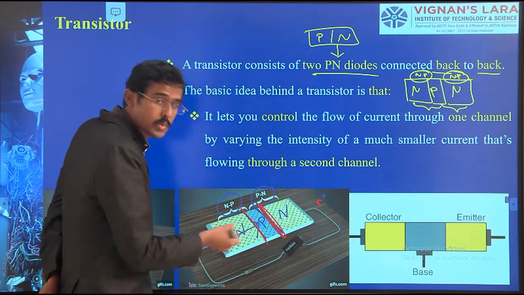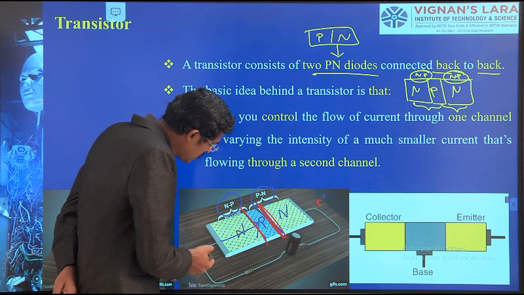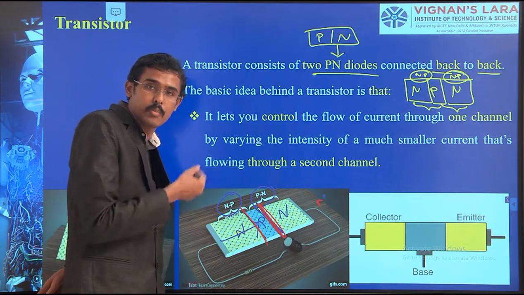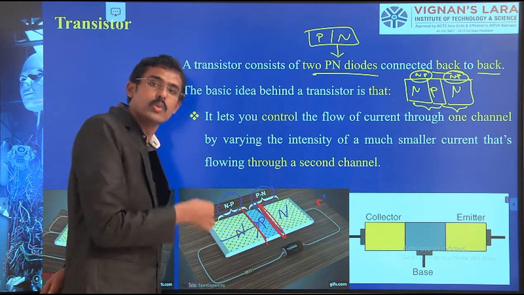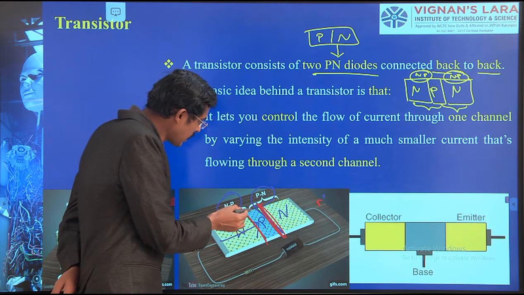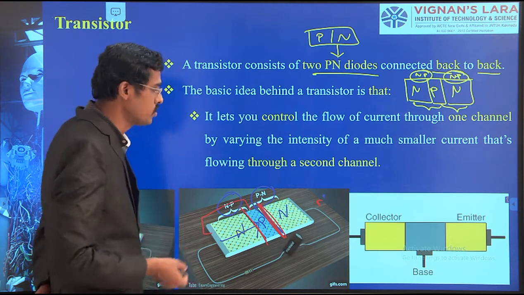So even though when the current flow takes place at one of the halves, as we have discussed in the NP junction or PN junction, the other half it won't go. There we have to add one more circuit, so that we are going to see.